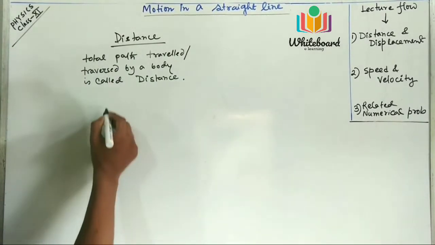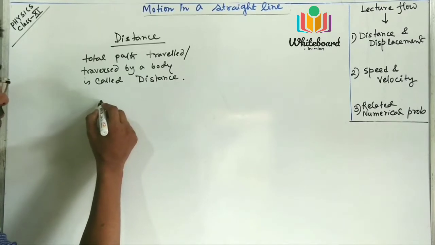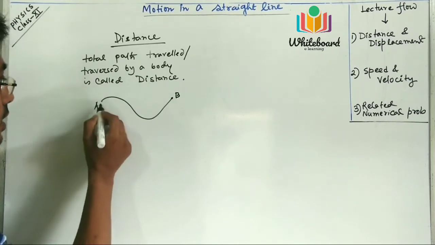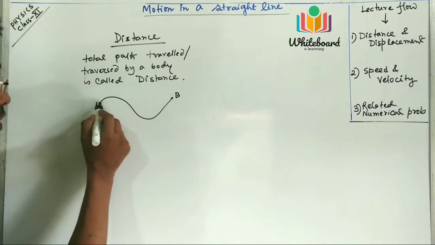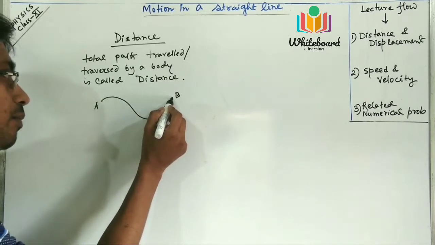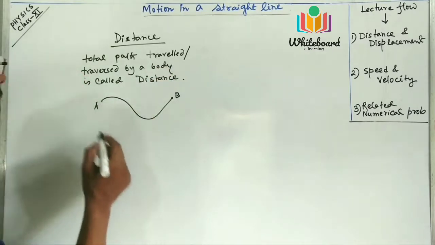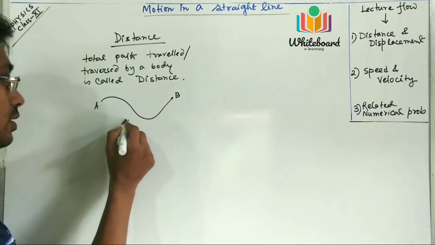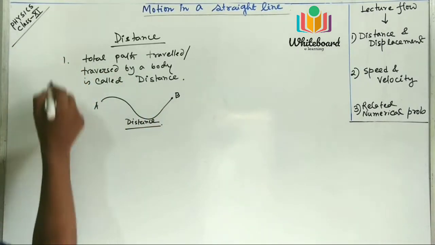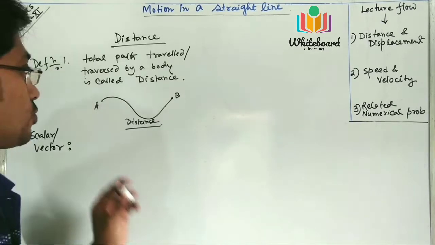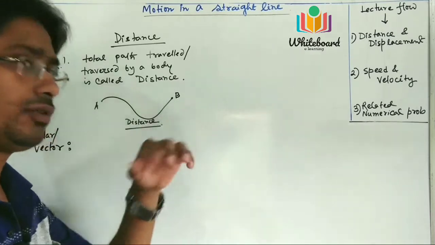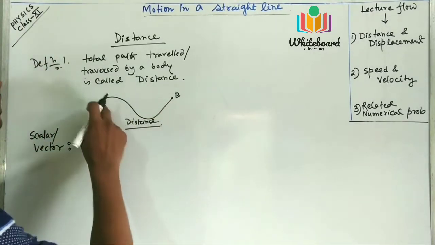If you want an example, suppose the body started its journey from A and finally goes to point B, the terminal point. Then the total path means if you measure the path from A to B, or from B to A, whatever it may be, the total path will be the distance. I have given you the definition first. So you can measure distance from A to B, and you can also measure from B and finally come to A.